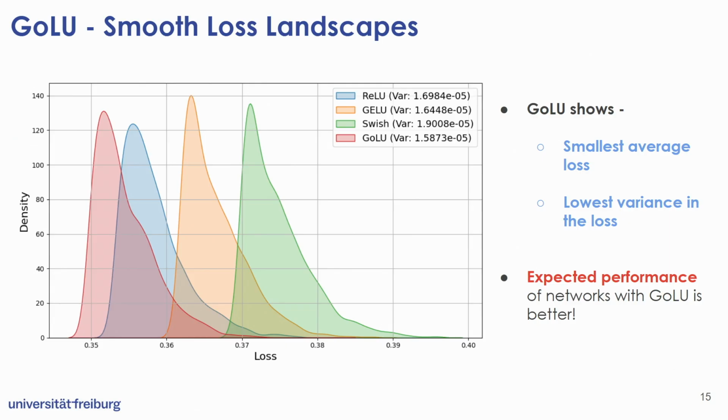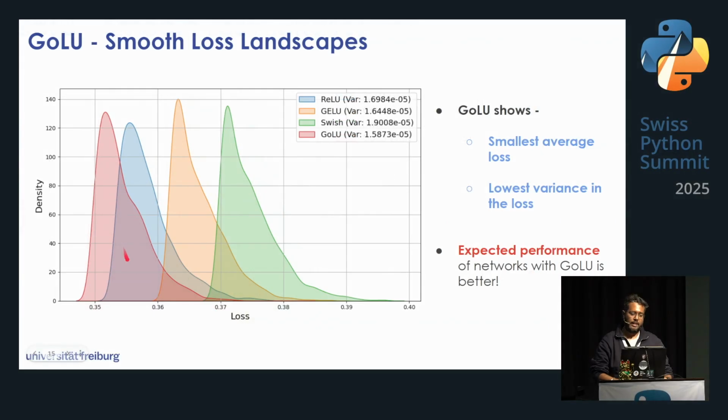Plotting the distribution of the losses that we see in the previous slide, we always observe that GoLU provides the smallest average loss because it's more shifted on the left-hand side, and it also provides a smaller variance in the loss landscape, which means that the model doesn't change so much once it reaches a stable region, and therefore we can always say that the expected performance with GoLU is supposed to be much, much better.